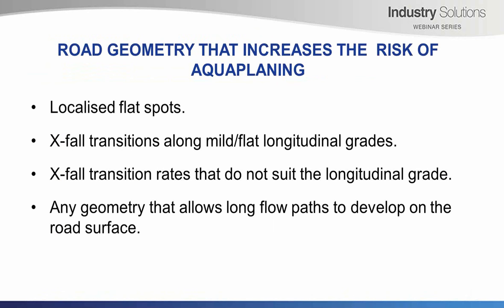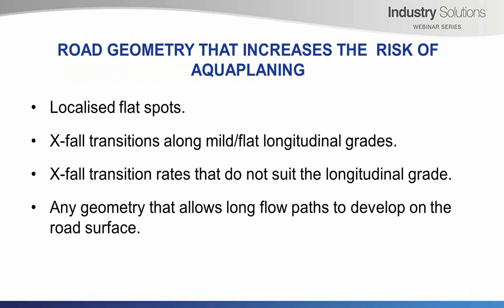So the kinds of road geometry, and we will be looking at a 12D model soon showing some actual examples of road geometry and the kind of testing you can do in 12D, but the road geometry that tends to increase the risk of aquaplaning is really quite simple. Localized flat spots are the biggest red flag there is. If you've got localized flat spots, it generally causes more issues than just aquaplaning too. It generally means that your pavement will tend to be saturated in those areas and will wear out faster. So a lot of people are on the lookout for localized flat spots, but it does tend to cause larger water film buildup around there.